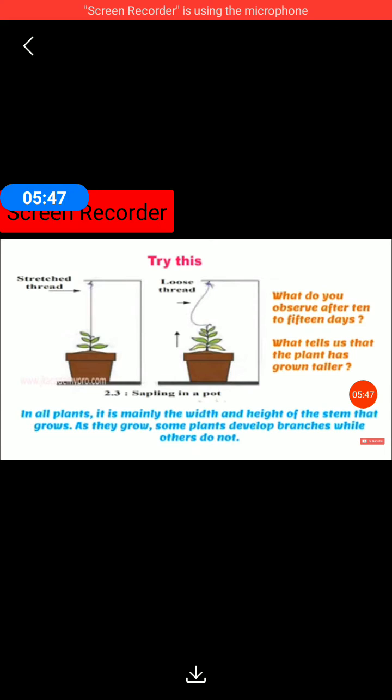Many of the plants grow through branches. The branches have grown up. You can take the example of creepers. So all these different plants have different ways to grow, and some do not grow through branches. So you can take different types of plants and study how they grow.